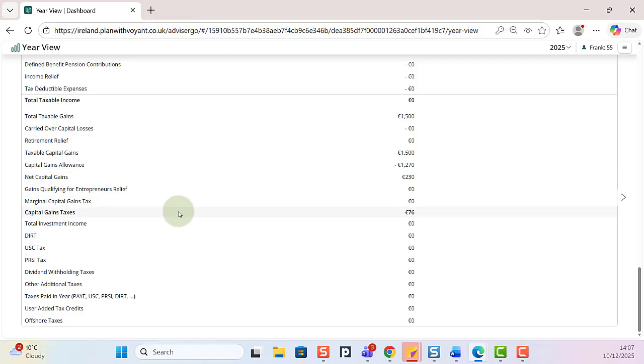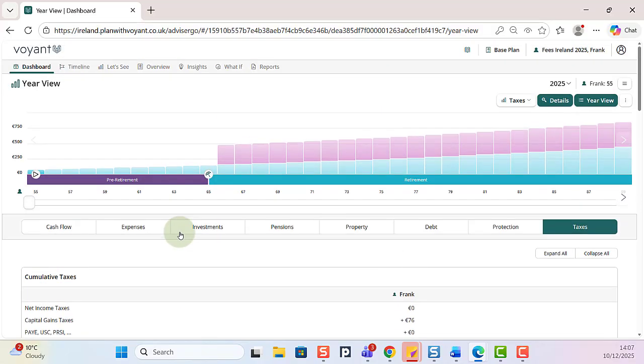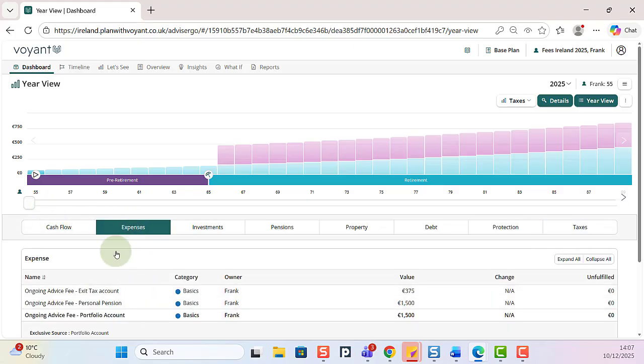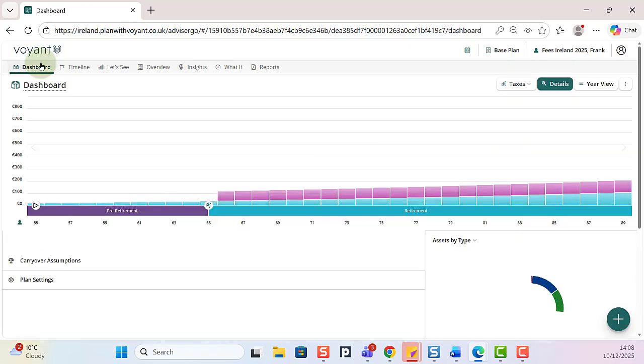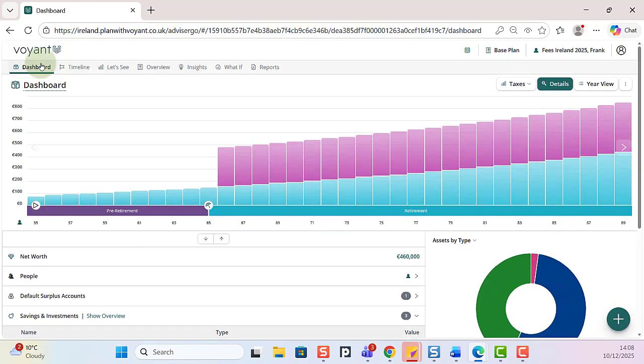The usual Voyant logic applies. The tax is calculated in the year it arises and is taken as an expense the following year. So if I move right up to the top, and if I look at expenses this year, you won't see the capital gains tax, but if I go to the following year, you're going to see the taxes for the previous year. Now I'm going to move back to the dashboard and talk about the pension.